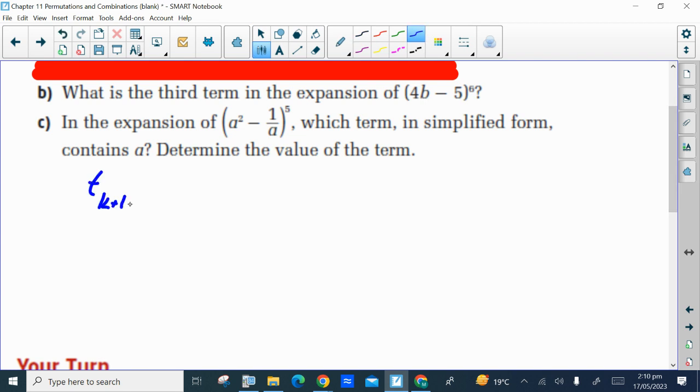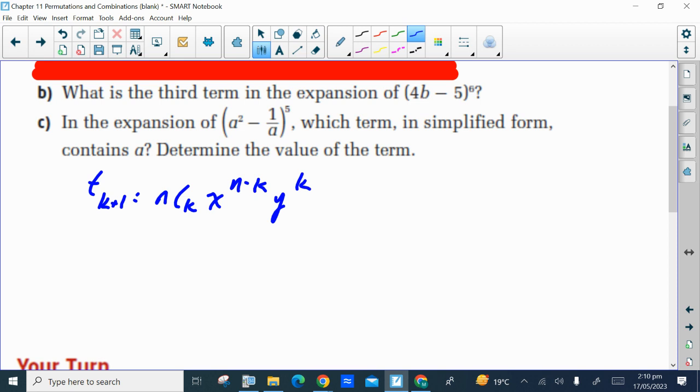It is T sub k plus 1 equals nCk, x, which refers to the first term of the binomial, to the power n minus k, y, which refers to the second term of the binomial, to the power k. We learned that the k value is always 1 less than the term number. So if we want the third term, Miriam, what will k be?